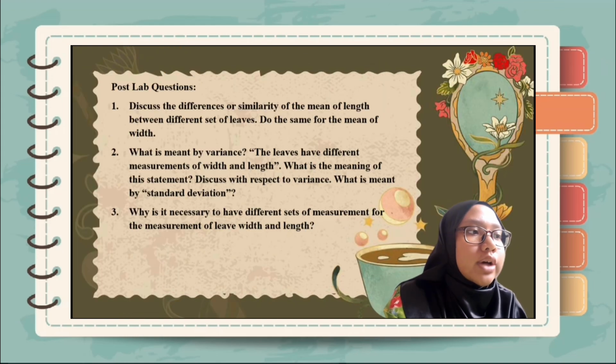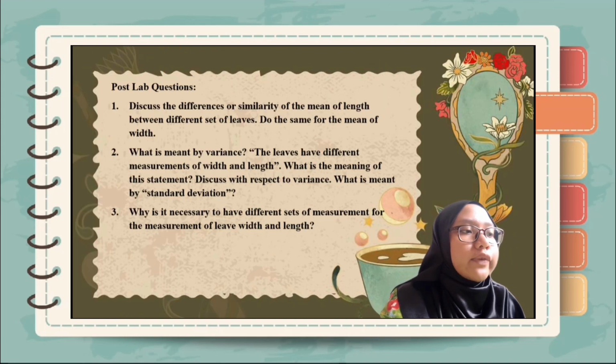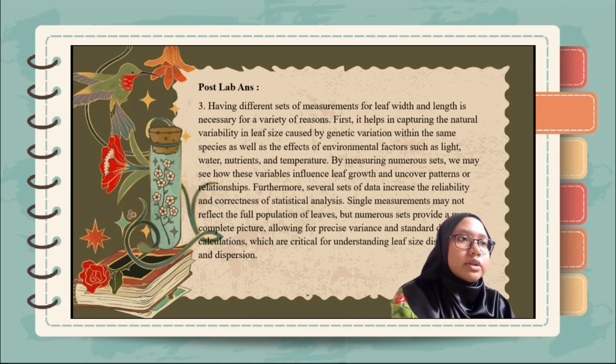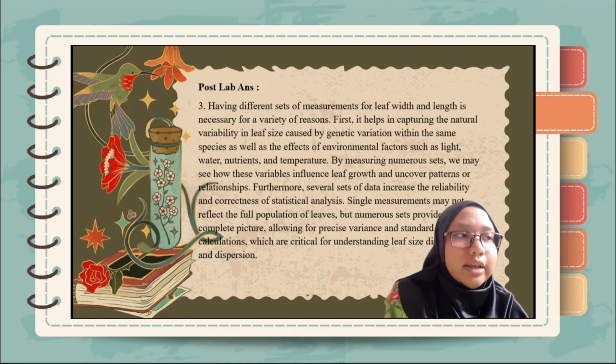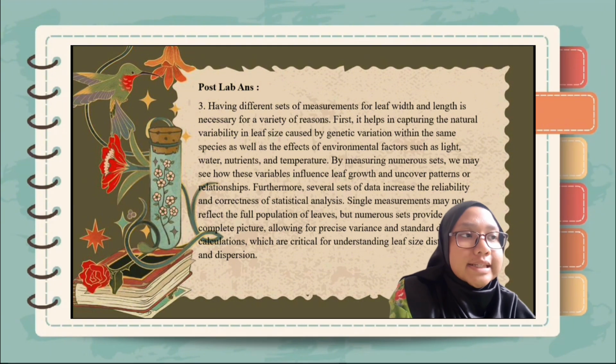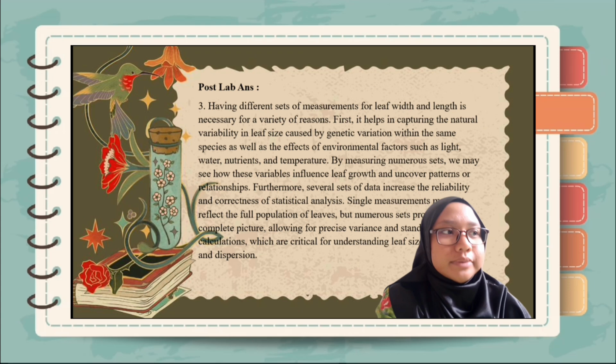Why is it necessary to have different sets of measurement for the measurement of leaf width and length? Having different sets of measurements for leaf width and length is necessary for a variety of reasons. First, it helps in capturing the natural variability in leaf size caused by genetic variation within the same species, as well as the effects of environmental factors such as light, water, nutrients, and temperature.